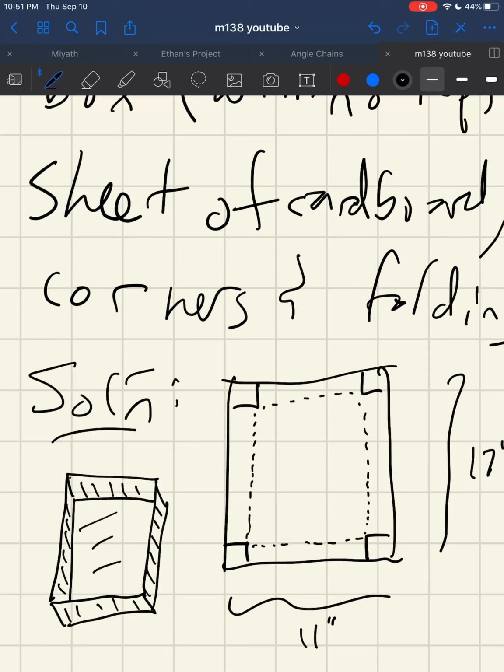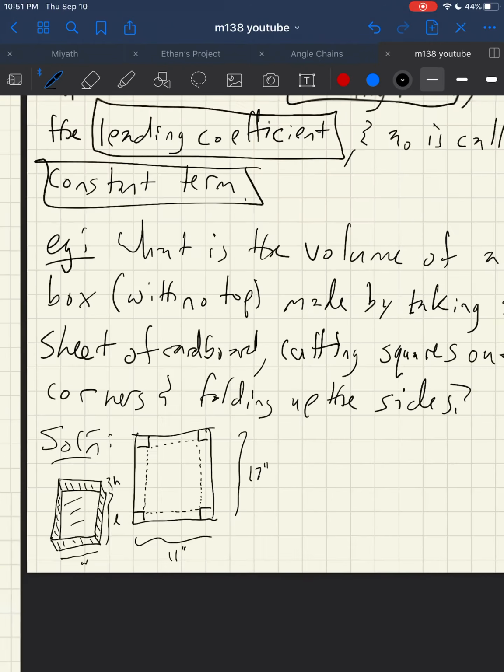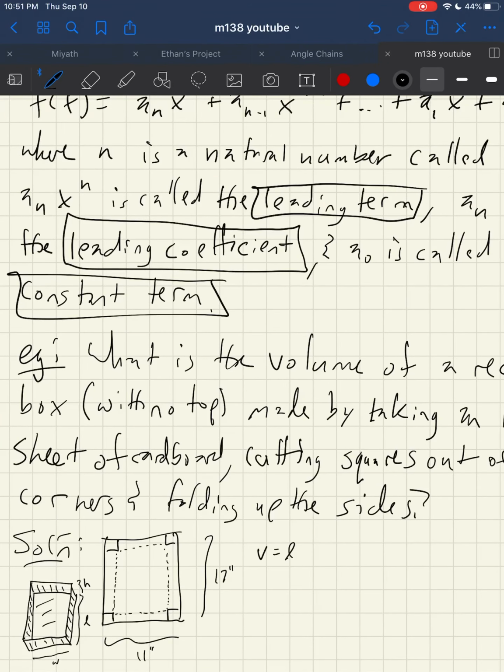Well, it's going to be this dimension times this dimension times this dimension, right? So let's call this the length, the width, and the height. So the volume is going to be length times width times height. And what is that? Since I'm cutting out an x by x square, however much I cut off of one dimension, I cut off of the other dimension. And since I'm cutting the same squares off of each side, otherwise it wouldn't make a rectangular box, then I've got x coming off of each side, right?